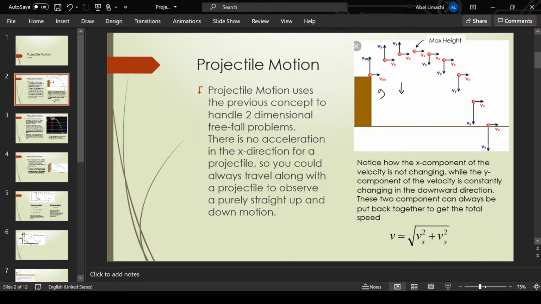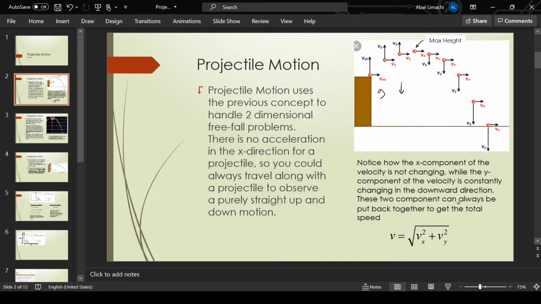So as you can see here, it's going to go all the way to where it's going to point the object's velocity in the y direction straight down. The x component of the velocity is not changing, which, again, means there's no acceleration. The y component is constantly changing in the downward direction. So it's constantly changing, meaning there's going to be an acceleration that doesn't change at all, which is that g again.